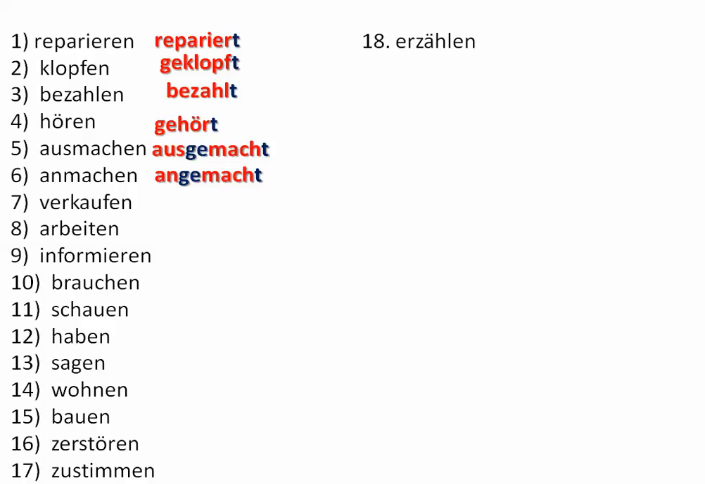But the Ver here is an inseparable prefix in this verb. So when we form the past participle, we're not going to use the ge. We're just going to say verkauft. Ich habe mein Auto verkauft. I have sold my car. Arbeiten.